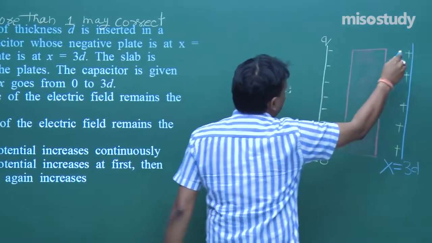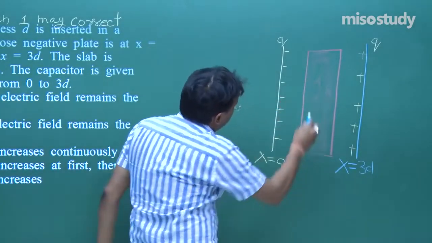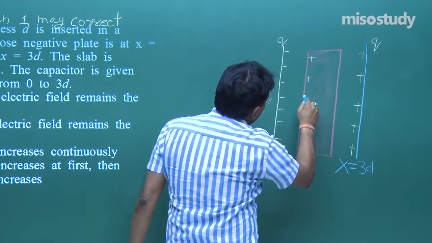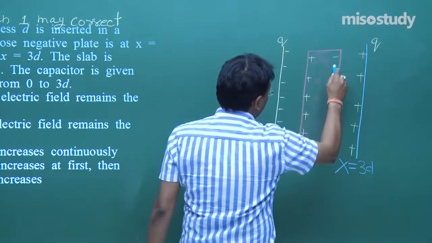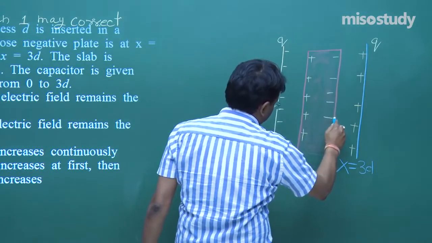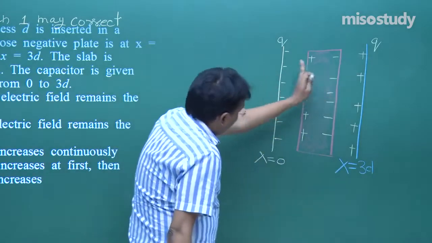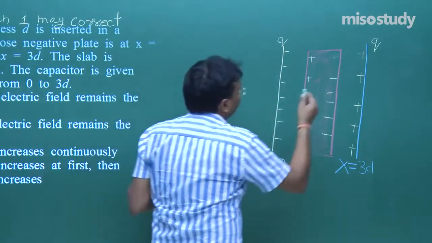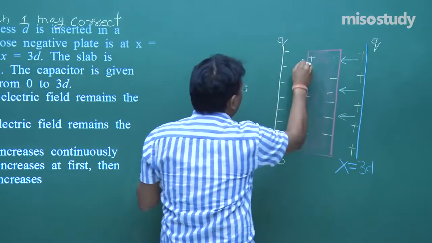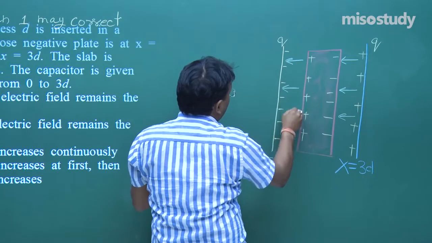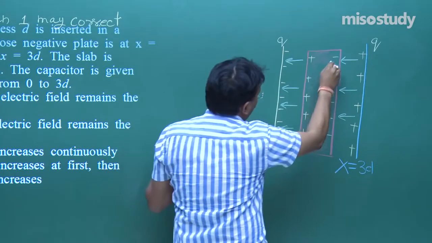So it is Q, it is also Q. No problem. Now, what will happen? Induction effect will take place over here. So it is positive, positive, positive, positive, positive, negative, negative, negative. Fine. Now what will happen? The electric field outside is going to be like this, in this fashion. These arrows are showing you the electric field, and inside the dielectric the field is like this.